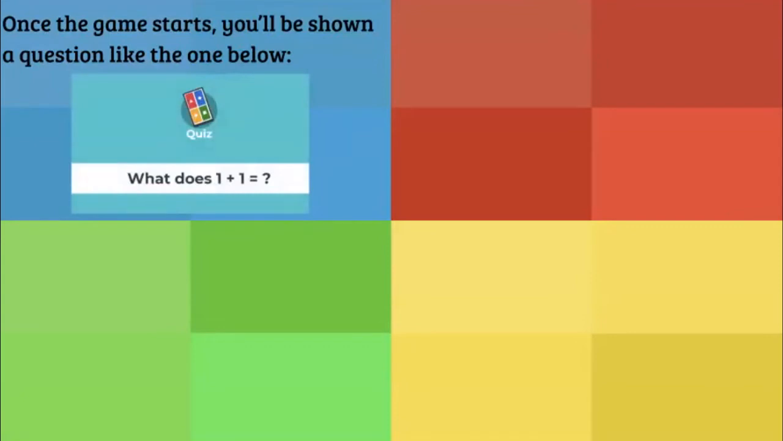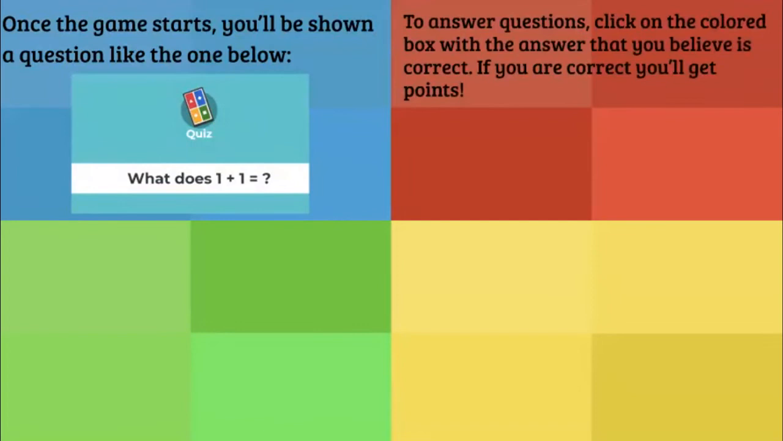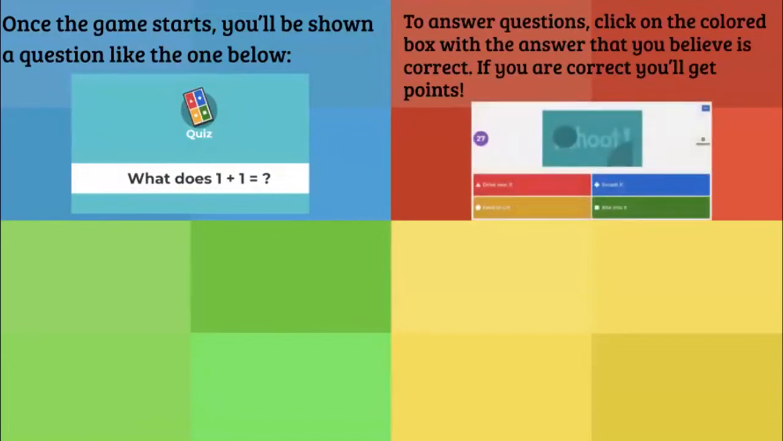Once the game starts, you will be shown a question like the one below. For example, what is 1 plus 1? To answer the questions, click on the colored box with the answer that you believe to be correct. If you are correct, then you will receive points. So for example, here are lots of different answer options, and you will just click on whichever one you believe to be correct.